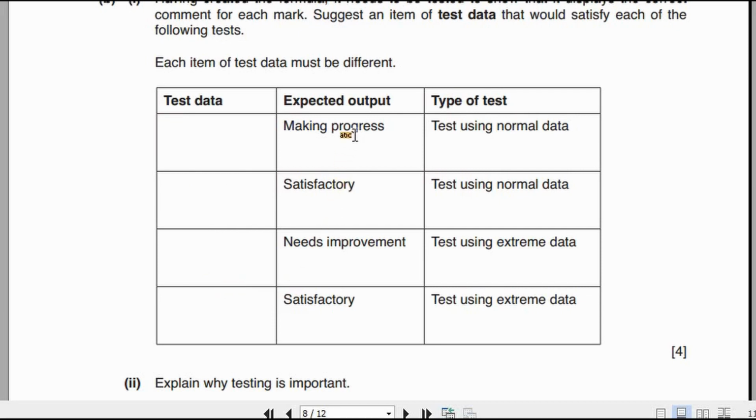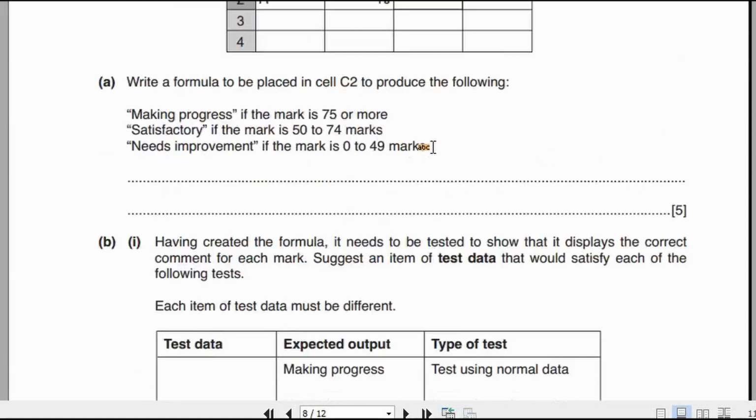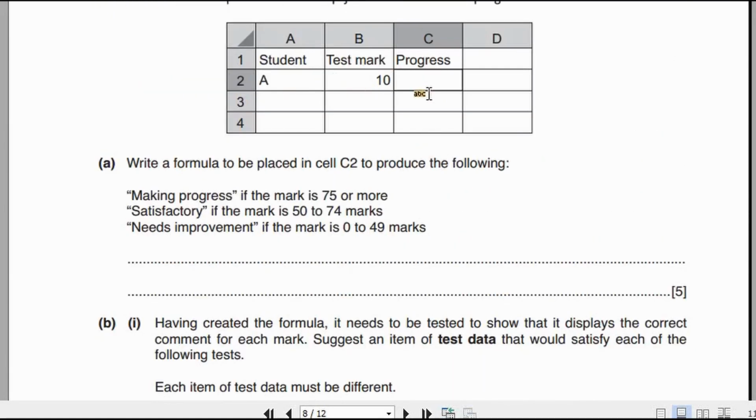The first one, making progress, tested using normal data. So the expected outcome is making progress and we are using normal data. I think I have to read it all to solve it and check it, but we might have some information here that we can use. So we can put any number between 75 and 100. This could be considered normal data for making progress, like 75 or more marks.